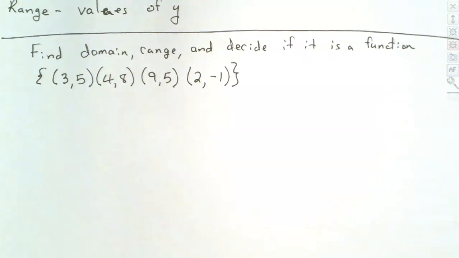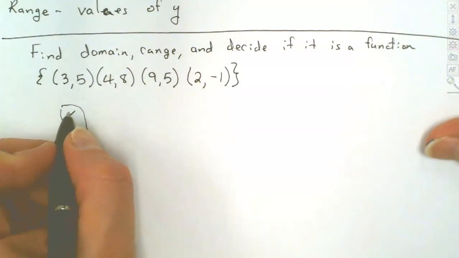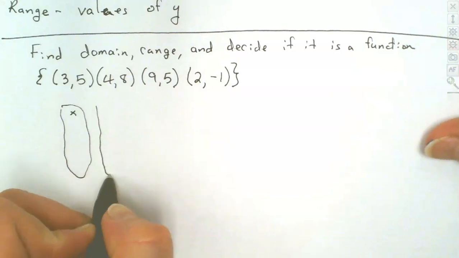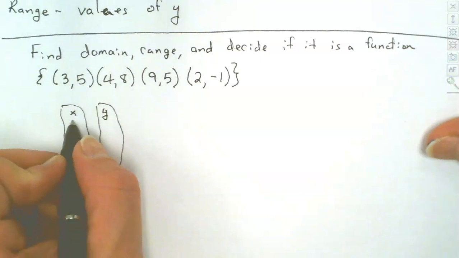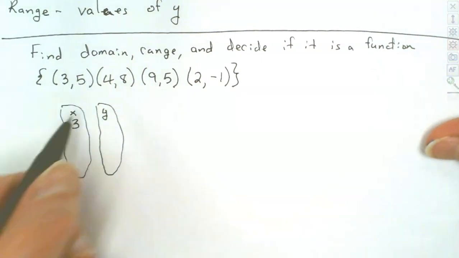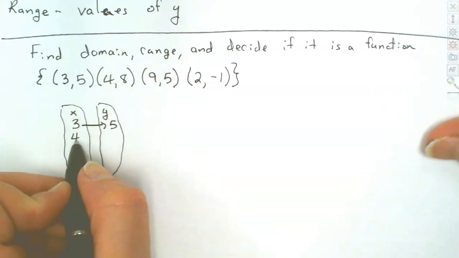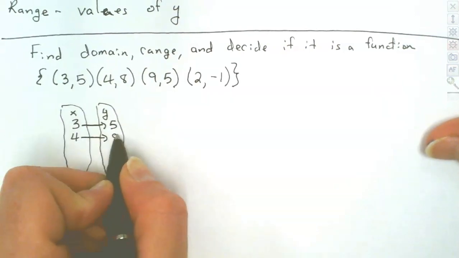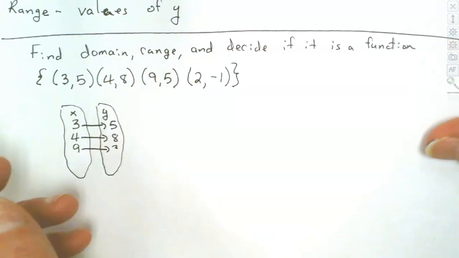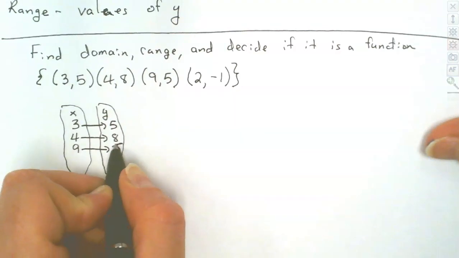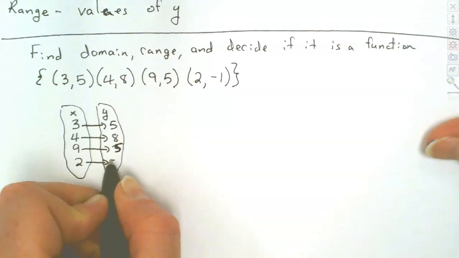And I like to check this visually. So I'm going to draw a mapping here. I think the mapping just makes it easier to see where everything goes. So for the mapping, 3 for my first one, that's in your x value, maps to 5, 4 maps to 8, 9 maps to 3, or sorry, 9 maps to 5, my mistake there. So 9 maps to 5, and 2 maps to -1.